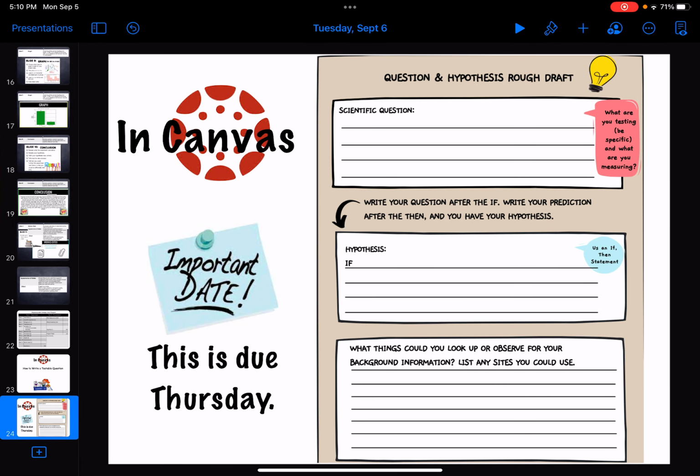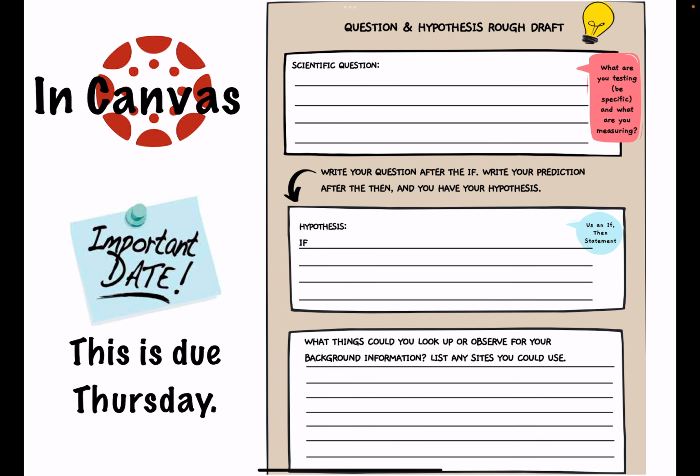Now, once you come up with your question, you are going to fill out this sheet. So in Canvas, this is the question and hypothesis first draft sheet. This is what you're going to be turning in on Thursday by 8 a.m. So once you have your question, you are going to write it down in the correct form.